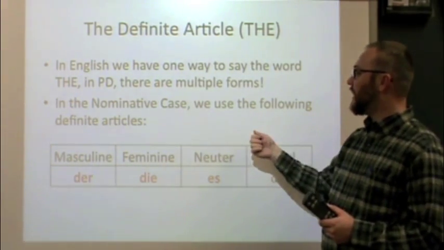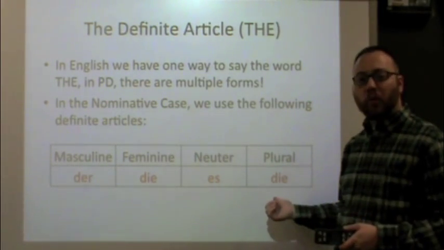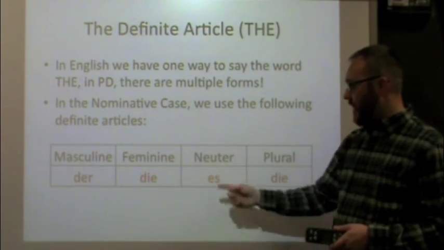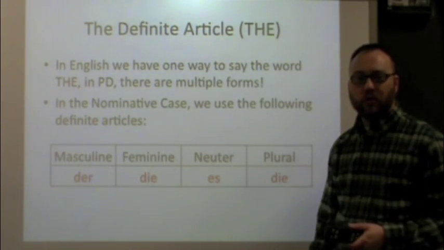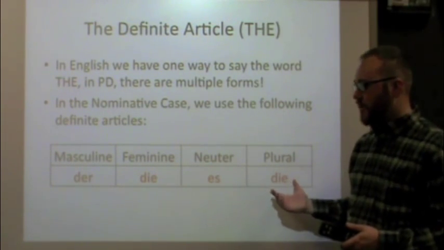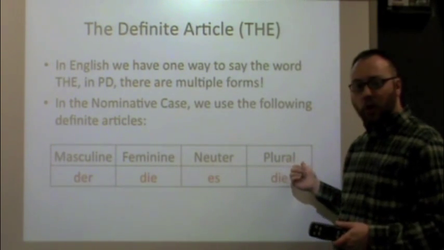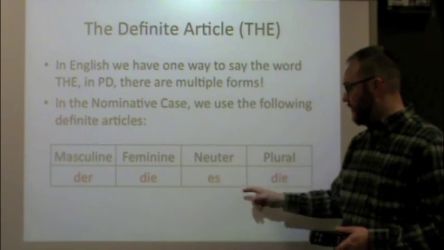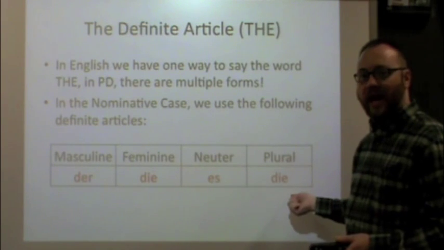In the nominative case, we use the following definite articles. So as you can see, essentially there are 4 ways of saying the word the in Pennsylvania Dutch. And how you determine which one to use is dependent upon the noun that you are working with. There are 4 genders in Pennsylvania Dutch. There's masculine, feminine, neuter, and plural. Plural, of course, more than one. Here are the 4 different ways of saying the word the in Pennsylvania Dutch based on these 4 categories.